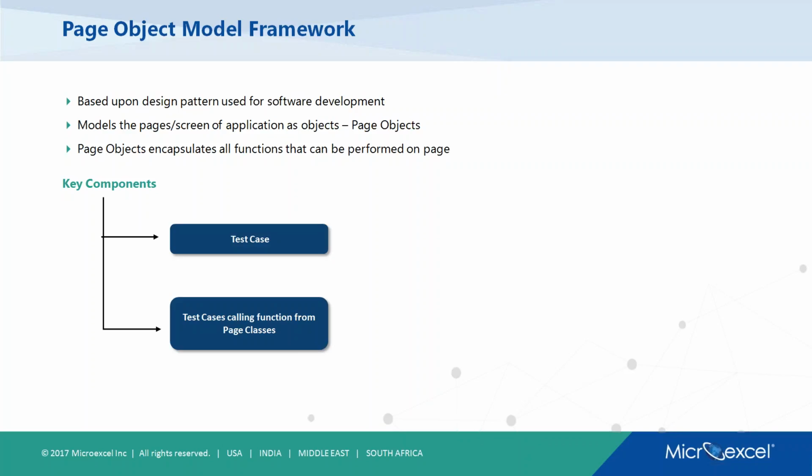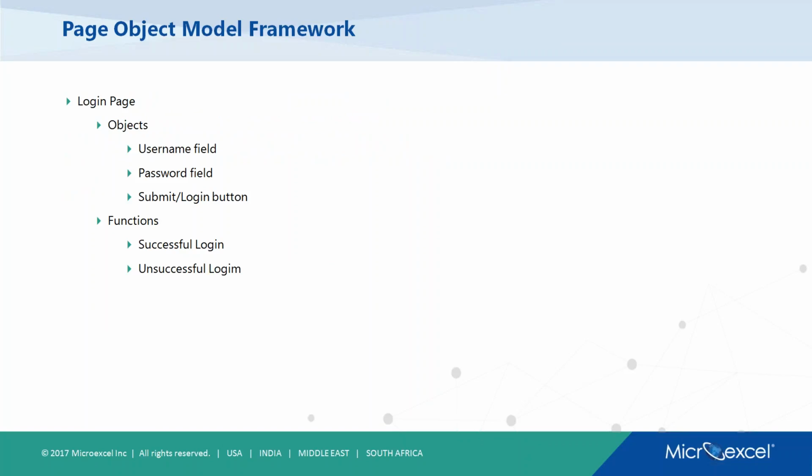So all the definitions of the elements and all the functions which can be done on a page are put in that class. And when you create a test case, you just call those functions from the page class and you keep on creating your test case. So this was an example about the login page. On a login page, you may have three objects: username, password, and submit login button. And then you can have two functions: successful login and unsuccessful login.